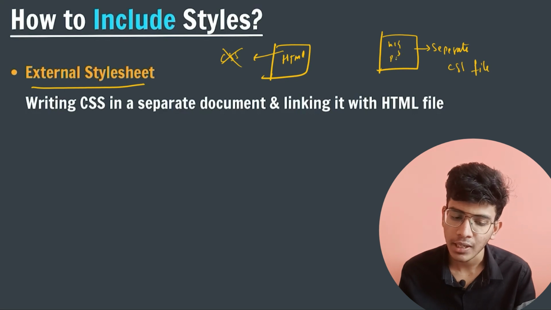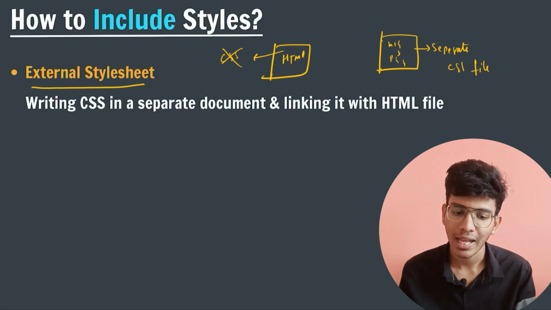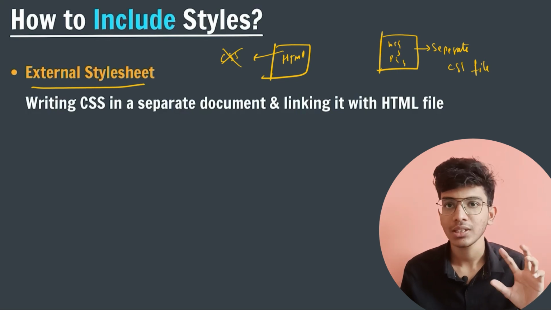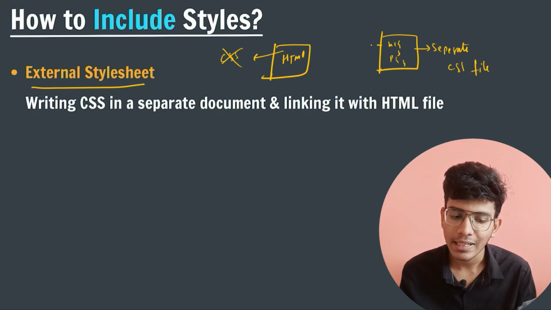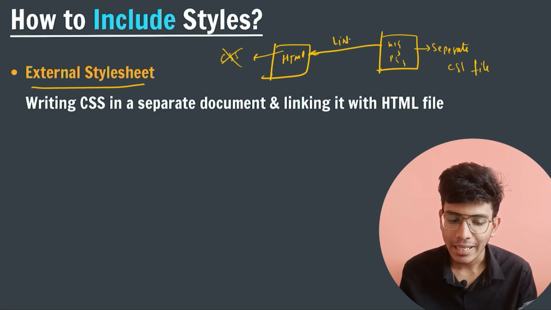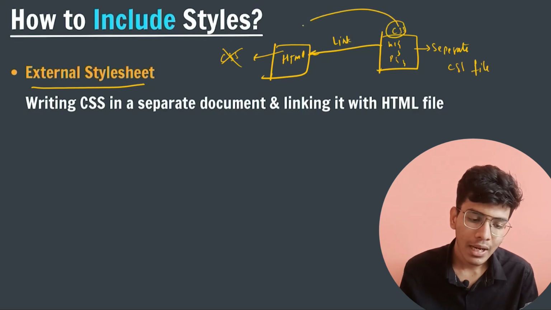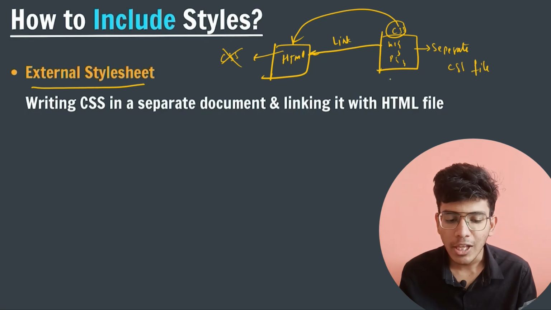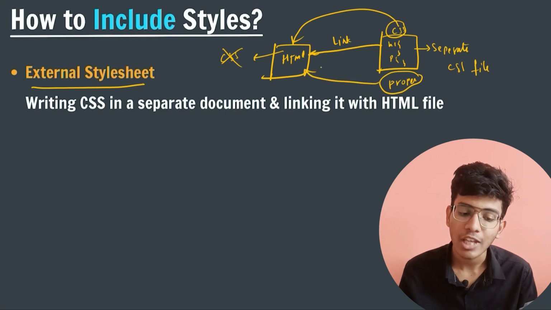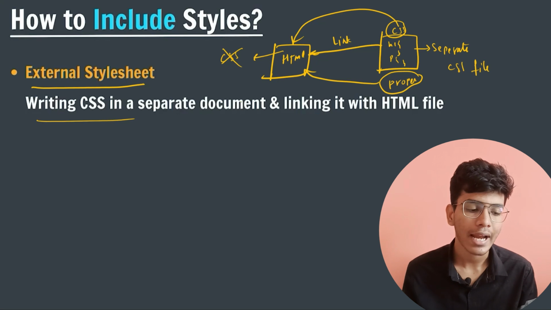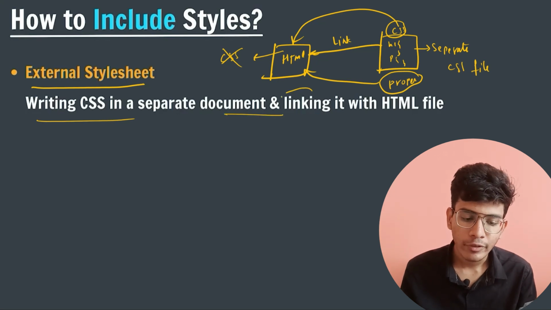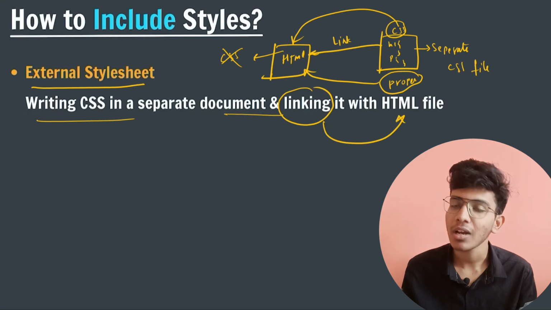H1 should have this, paragraph should have this, this class should have this, like this. I will give styling for all the things, whatever things I want to change. Now after giving styling, I will give a link. I will link my CSS document with my HTML document, and all the properties which I am defining here will get applied to these HTML elements. This concept is known as the external style sheet method. In this, we will write CSS in a separate document, and we will link that document with my HTML file.